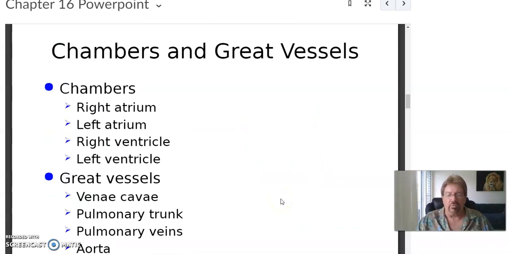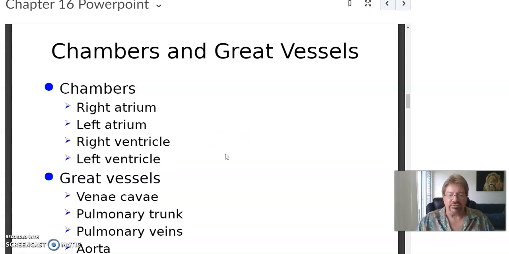Okay, I know we're moving along rather quickly, but we have to. How many chambers are there? There are 4 chambers in the heart: 2 atria and 2 ventricles. The atria are the upper chambers. The ventricles are the lower chambers. So there's a right atrium and a right ventricle, and there's a left atrium and a left ventricle. Now, if you don't know this, guys, there is no reason to go any further.